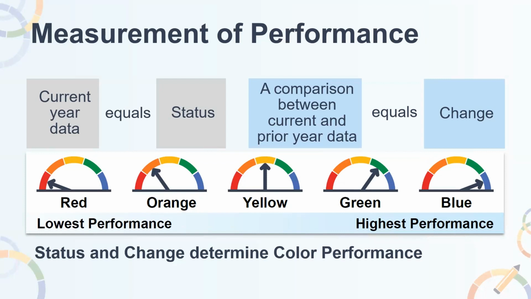It's the combination of status and change that determines color performance on the dashboard and is designated by receiving one of 5 colors: red, orange, yellow, green, or blue, with red at the lowest performance level to blue at the highest performance level. For the next section, I'll pass it over to Justin. Justin, take it away.